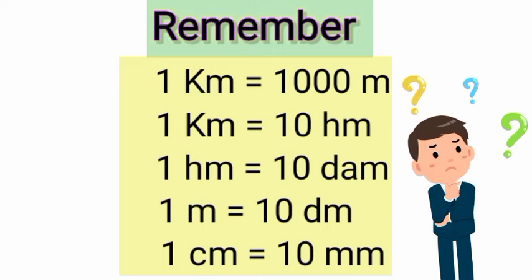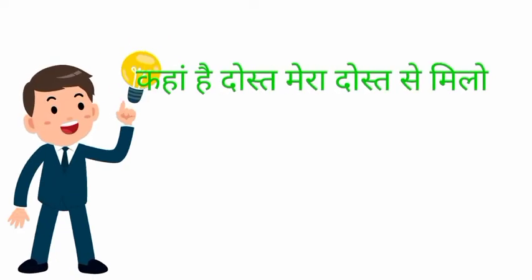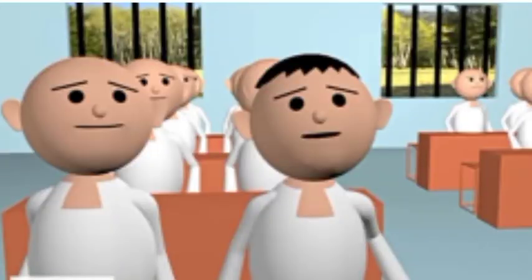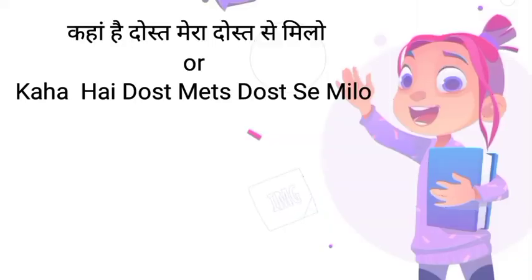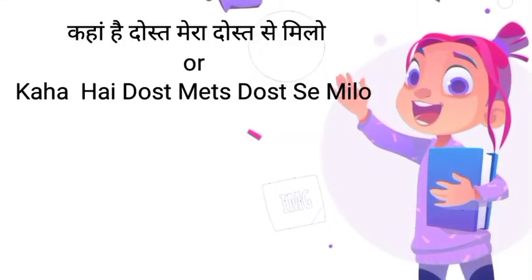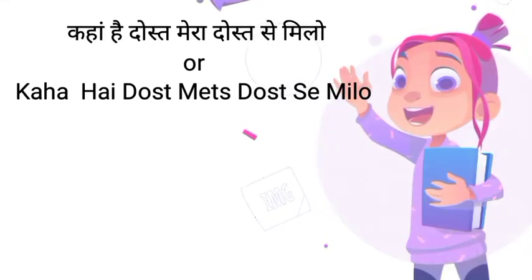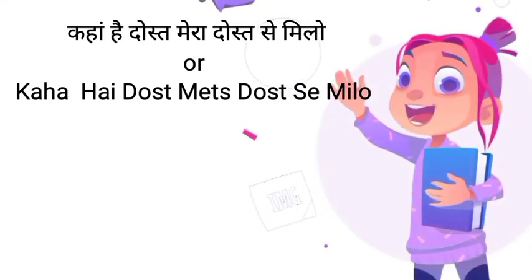So the lifeline is "कहाँ है दोस्त मेरा दोस्त से मिलो". In exams, when you feel difficulty in any question, to whom do you ask? Of course, your friend. So this time also we are asking for the friend, but not for cheating, just for helping you. Now let us understand how we will use this lifeline, this mnemonic, to find the conversion.